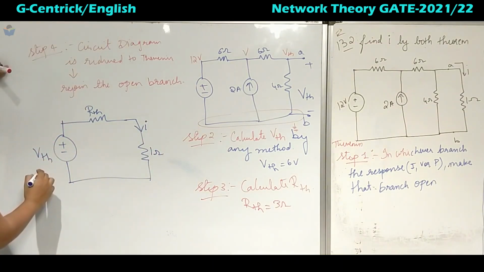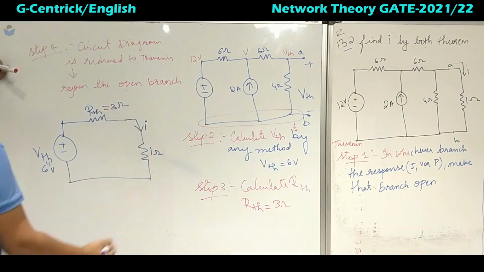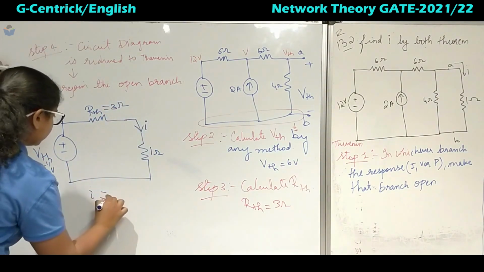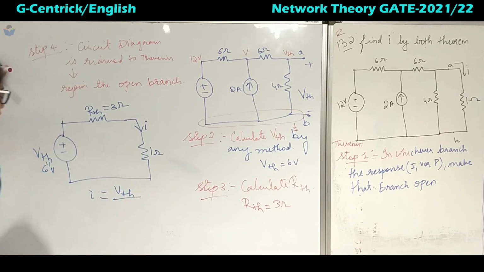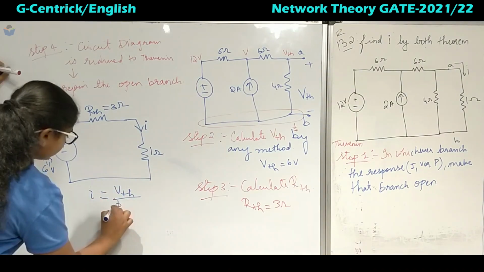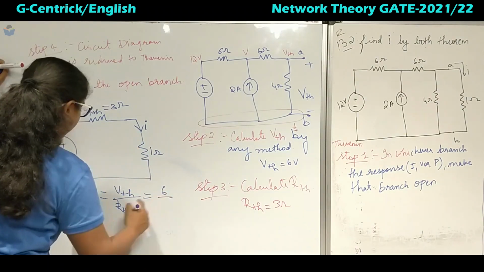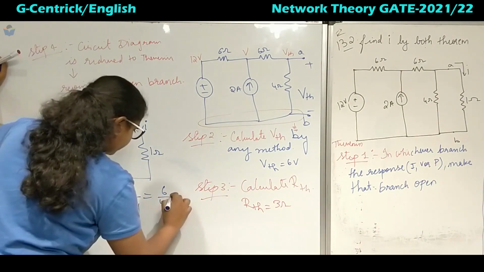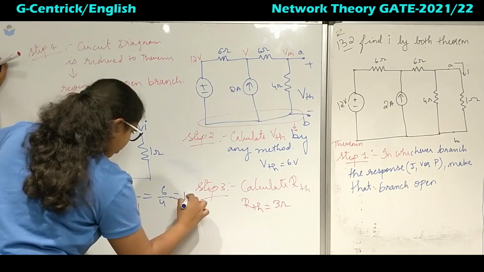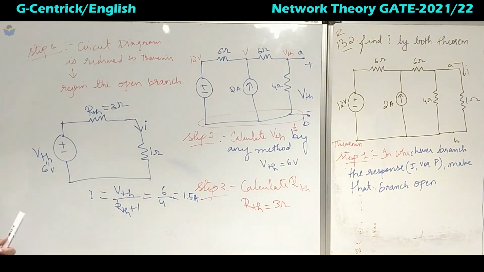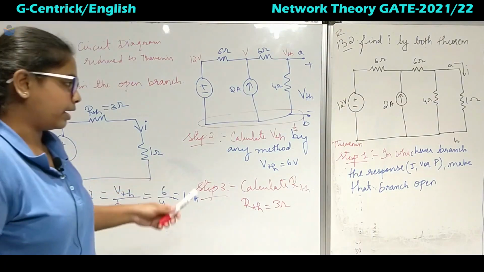This VTH value is 6 volts and the RTH value is 3 ohms. So I is nothing but the total voltage in the circuit upon the equivalent resistance, that is RTH plus 1. So it is 6 by 3 plus 1, 4. It comes out to be 1.5 amperes. So this is the Thevenin's equivalent.